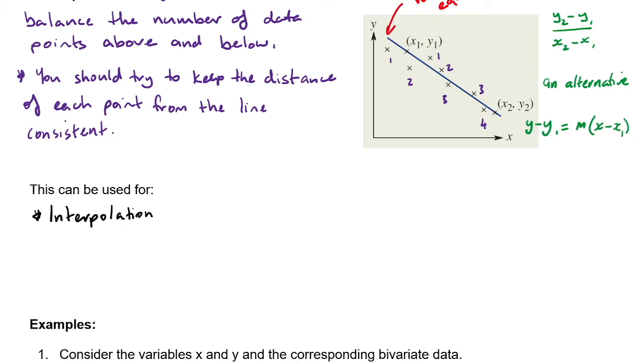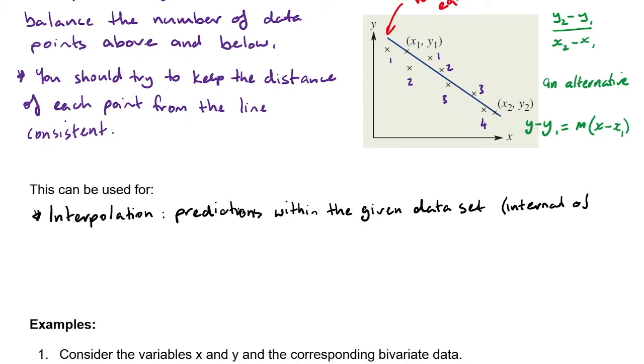What this is, is it is talking about making predictions within the given data set. So this is predictions within the given data set. Within, it's internal, internal of the data. So interpolation, internal.